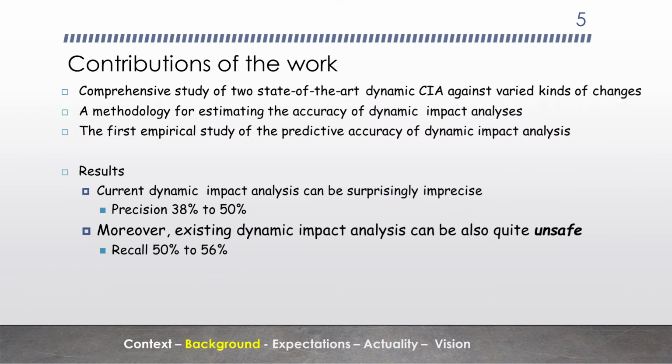What we did in the paper was present a first experimental methodology for estimating the predictive accuracy of dynamic CIA, and using this methodology we conducted a comprehensive study of the accuracy of two state-of-the-art CIA techniques back then, against different kinds of code changes. And we found that the techniques were surprisingly inaccurate, with only around 50% recall and precision.